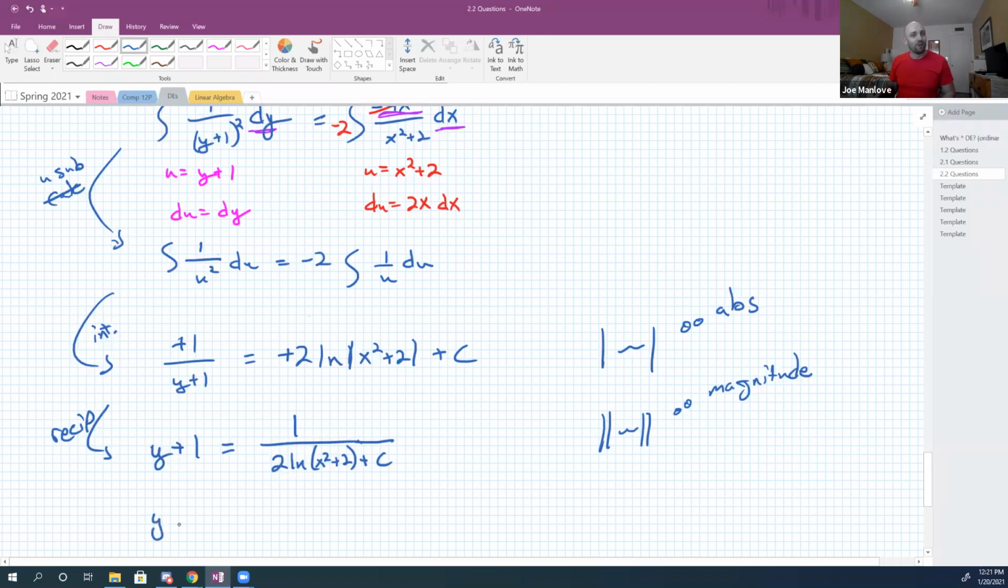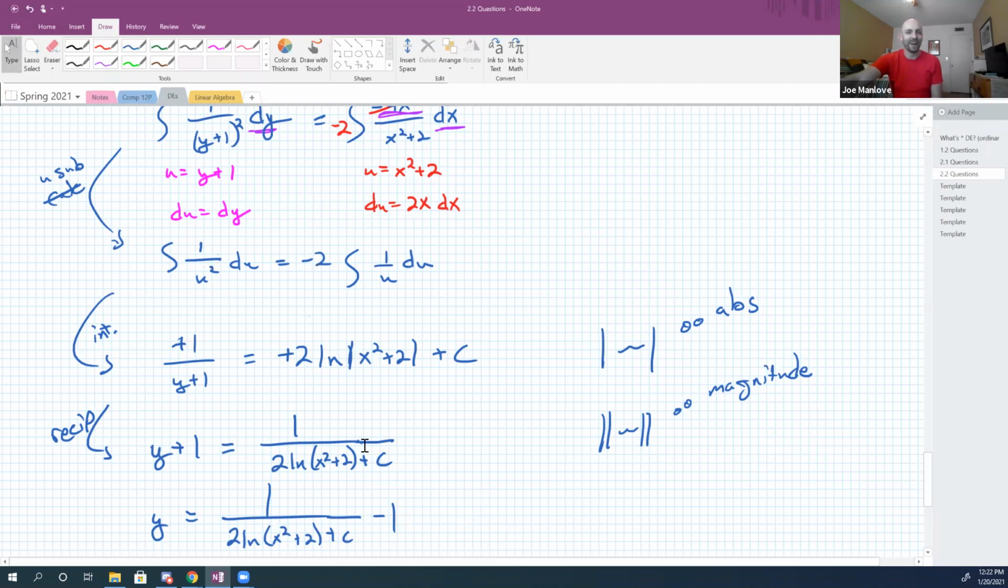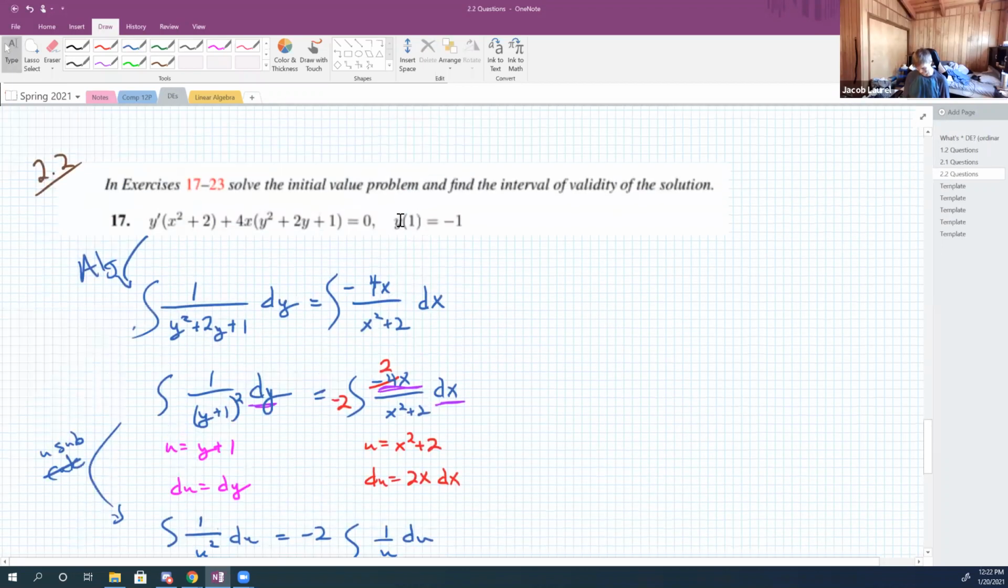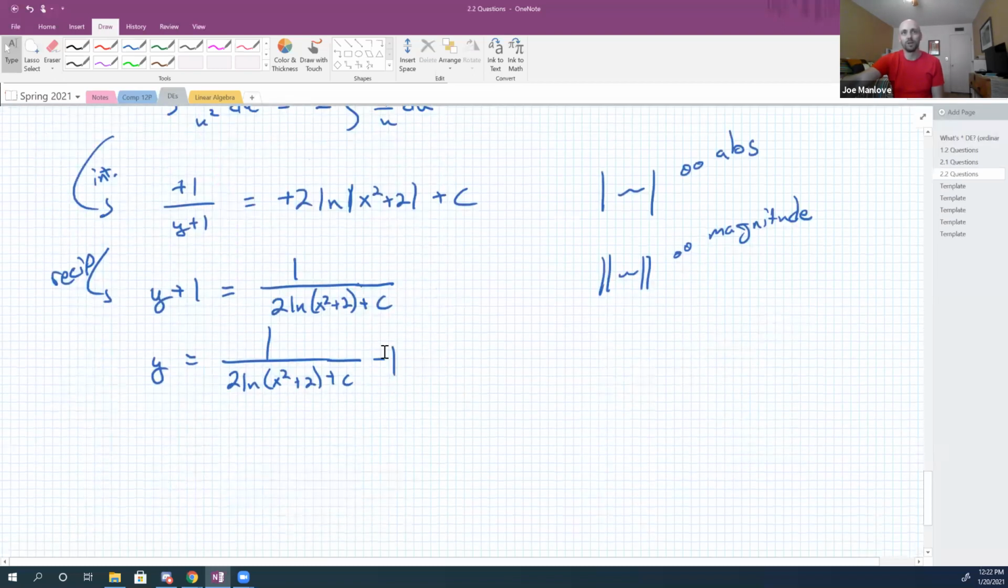So then I think I need to subtract 1 to the other side. So I got y is 1 over 2 natural log of x squared plus 2 plus a constant, minus 1. And then what? Have I answered this initial question? You only answered half of it. Well, I would argue that I answered the big half anyway. I think I'm supposed to do 3 things: solve the IVP, find the interval of validity, and before I solve the IVP, I have to solve the equation, right? So I would say that I have here a general solution to the equation. You guys all with me on that?